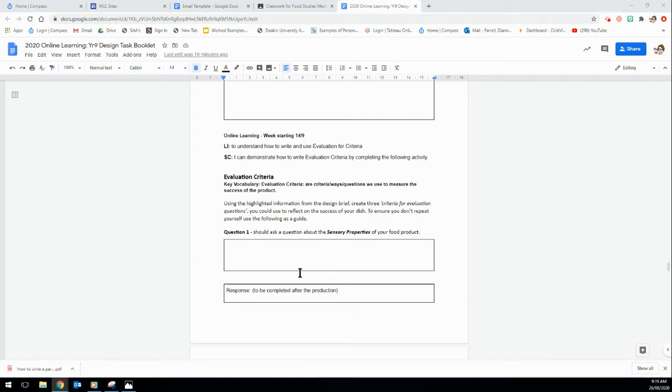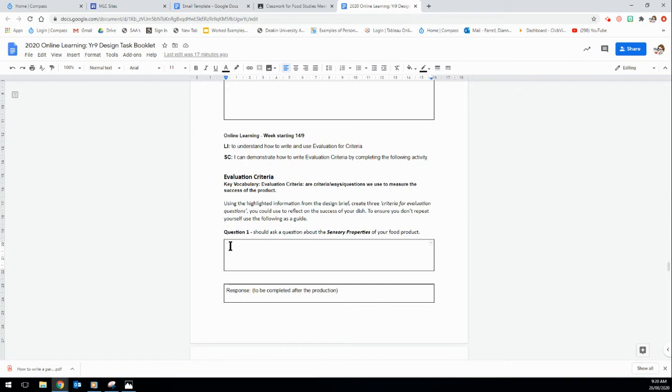So question 1, you should ask a question that is going to elicit an answer in relation to sensory properties. So you might ask an evaluation criteria that is going to direct your answer to be about the sensory properties. Now remember, the sensory properties are the things that you learnt about during your sensory analysis task. So we have appearance, aroma, taste, and texture. Okay, so we need to come up with a question that's going to stimulate our response in relation to sensory properties, which are appearance, aroma, taste, and texture.